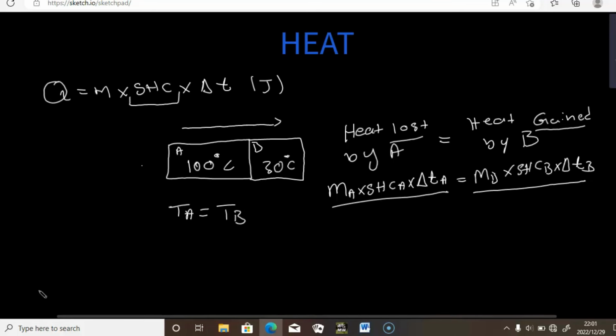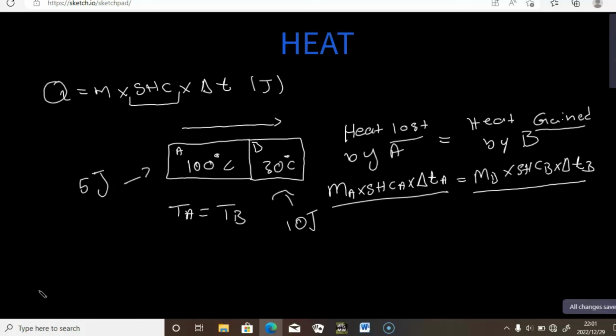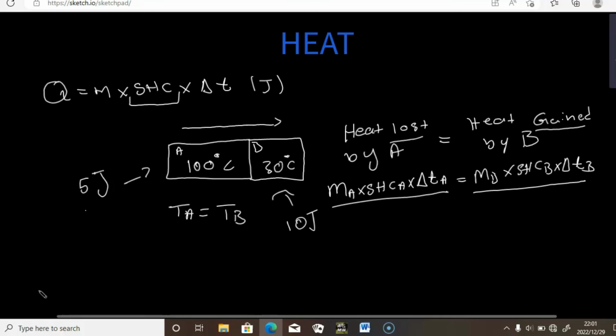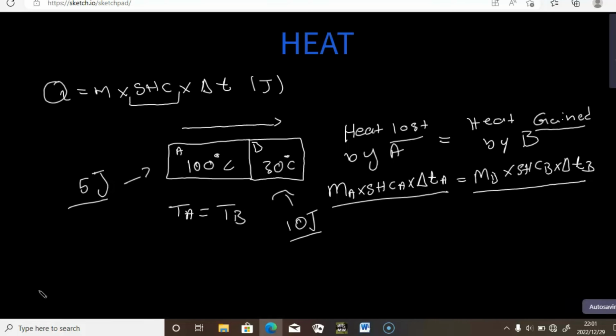You might find that we are having object A and object B. Let's say object A needs 5 joules to make an increase of 1 degree Celsius, whereas object B requires 10 joules to make an increase or a change in temperature of 1 degree Celsius. That will tell us that this is the specific heat capacity of object A, and this is the specific heat capacity of object B. It's the same as you and a child.